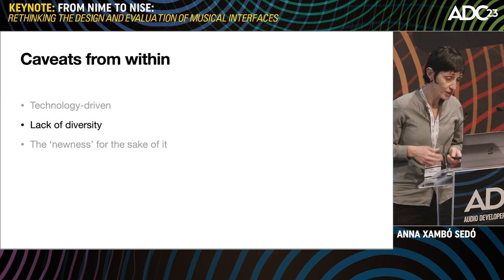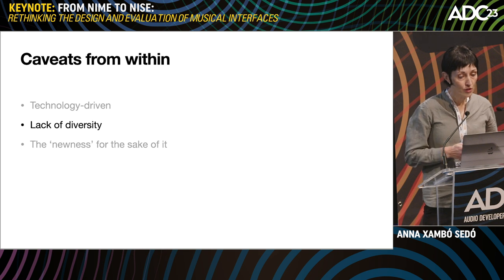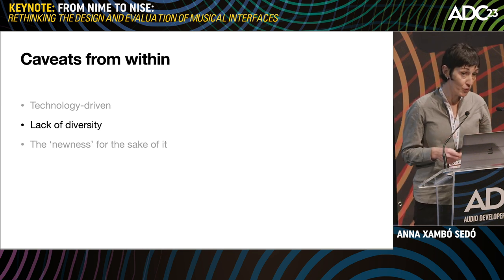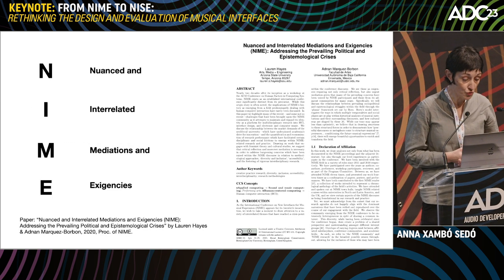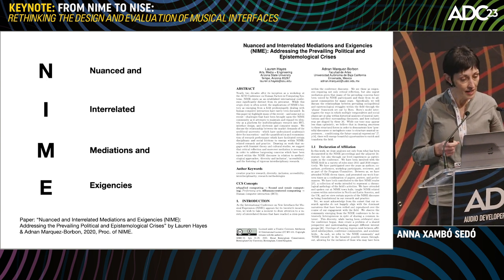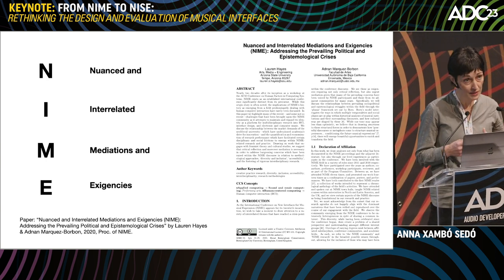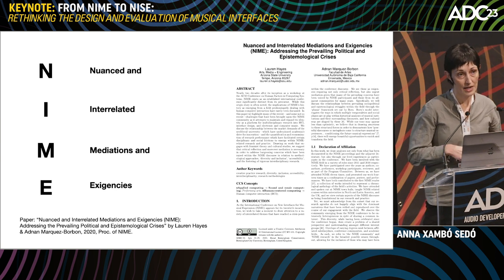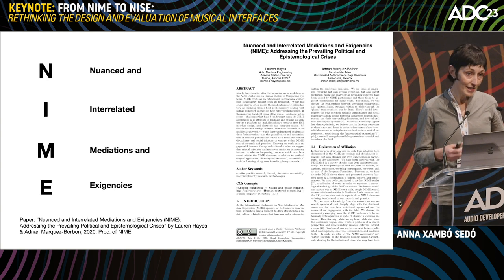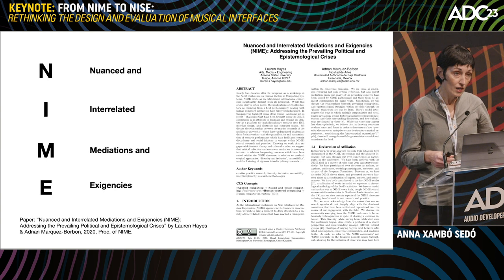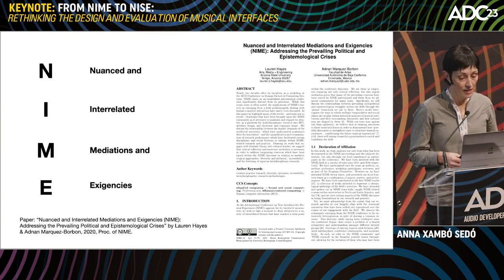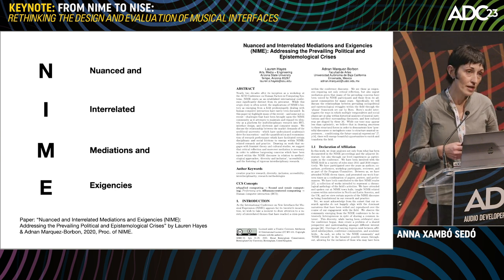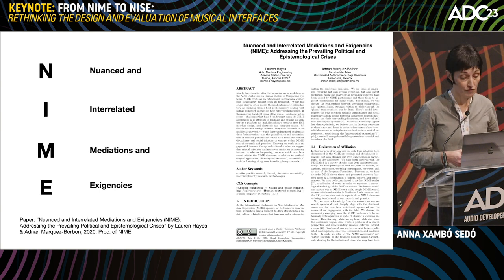Okay, we move to another caveat, which is quite common in several neighbor communities, which is the lack of diversity. So NIME has been also questioned from within. You can find different papers. I'm selecting this one here today, which is NIME presented as nuanced and interrelated mediations and adjacencies, which has been written by Hayes and Marquez-Borbon. And basically in this paper, they kind of question that there are some crises in terms of the political and epistemologies from the community, and they ask for or invite the community to be more critical. So they kind of ask, for example, to bring more the artistic practice into kind of the methodology but also maybe be more critical to the commodification of the academic research. And so also they claim that publication of diversity and inclusion statements is not enough. There should be more actions.